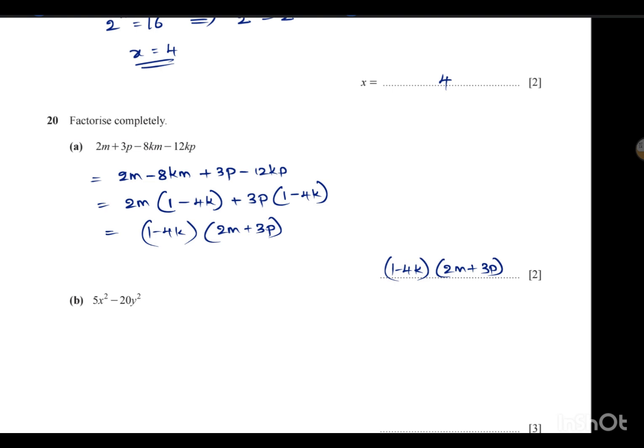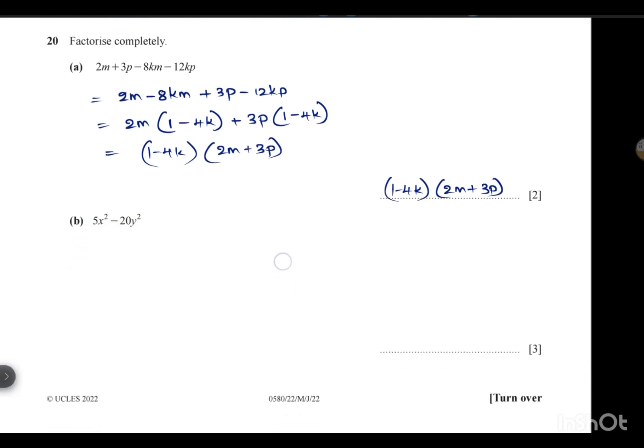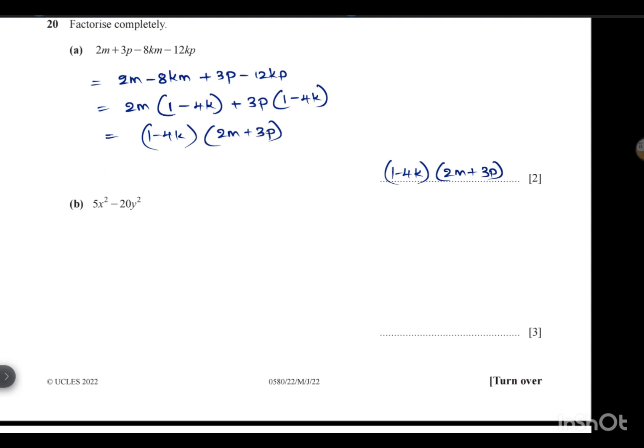Question number B, 5x square minus 20y square, you have to factorize. First of all, take 5 common in both terms. You will get x square minus 4y square in brackets. Now x square minus 4y square can be written as a square minus b square. First term is x square as it is, but this can be written as 2y whole square.